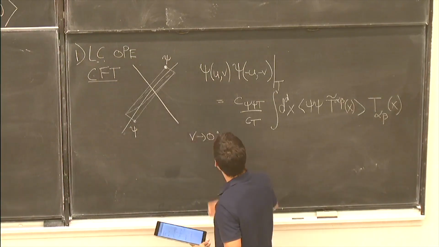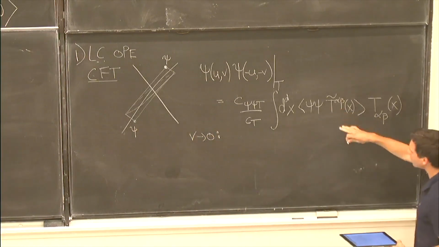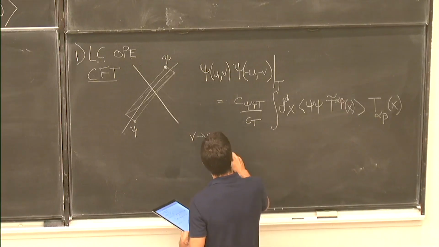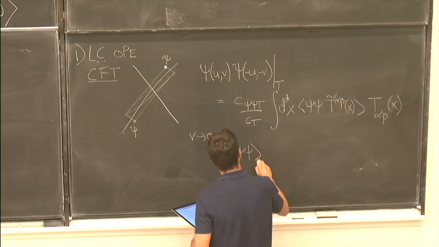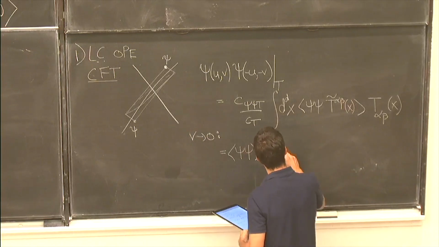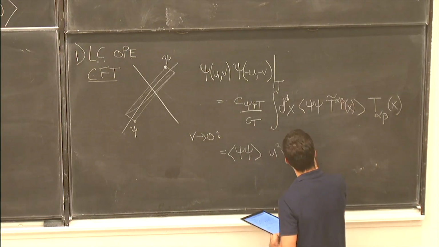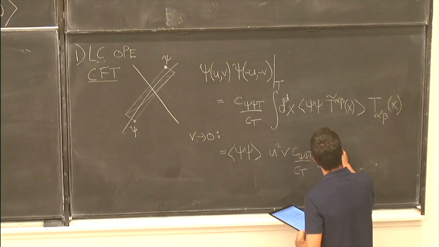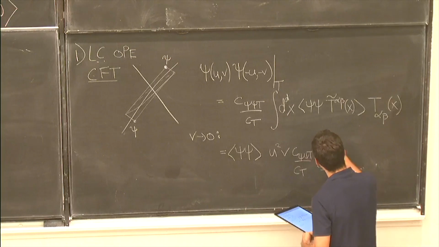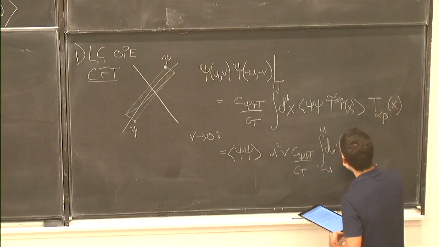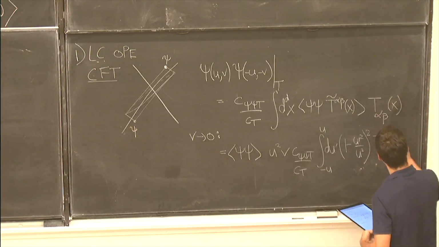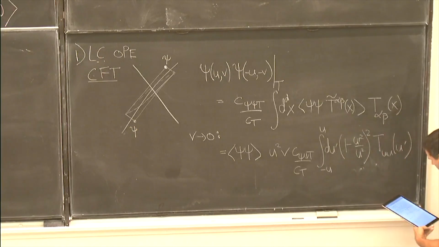So if you just take this 3-point function and then take the null limit v to 0, then what you find is the 2-point function times u squared v c psi t over c t, integral du prime from minus u to u, 1 minus u prime squared over u squared, squared, T_UU of u prime.